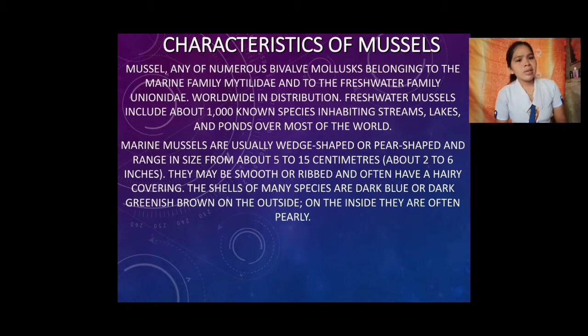The shells of many species are dark blue or dark greenish-brown on the outside. Ang shell kay ano, naay line-line color sa gawas niya, naa siya blue, naay dark blue, naay green, naay brown, napod siya black. On the outside, they are often dark, in the inside, they are often pearly. Pearly siya tungod sa iyahang unod.